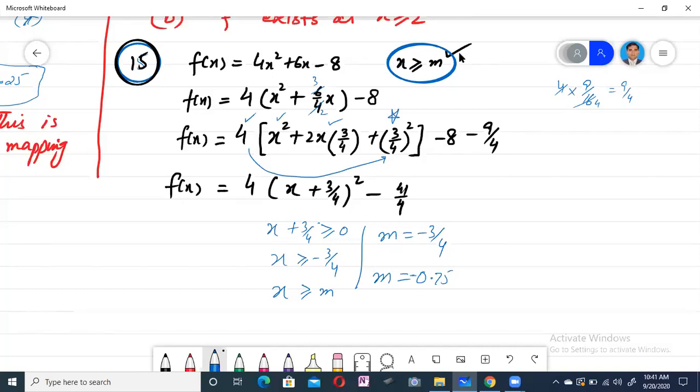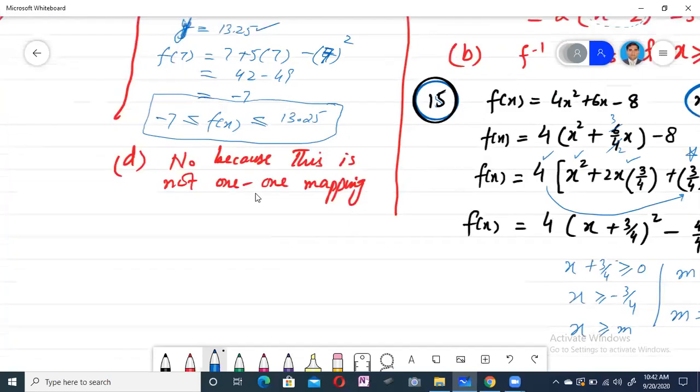Now I'm unmuting all of you. You can unmute yourself now and ask your doubts. Do you have any doubt? Sir, can you explain question number 13C?